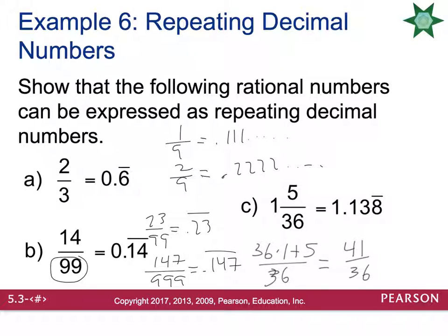Whenever you're dividing by all nines, like 9 or 99 or 999, that sets a repeating pattern. This says a repeating pattern of 1 digit, which is 2. This says a repeating pattern of 2 digits, which is 14. This says a repeating pattern of 3 digits, which is 147. So it's kind of a cool thing you can do if you're dividing by 9 or 99 or 999, or anything that's all nines.